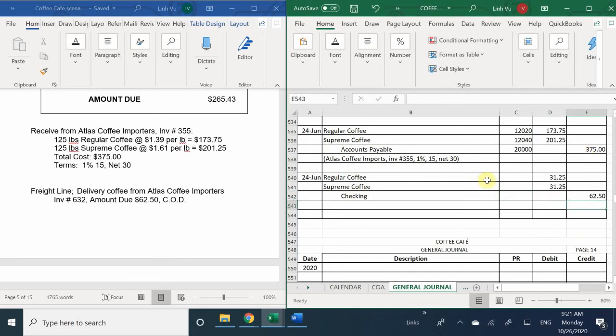Description: the cost, the regular coffee is 120.20 and 120.40. Checking is 100. All right, what's my note going to be here? Note here is freight line, invoice 632.